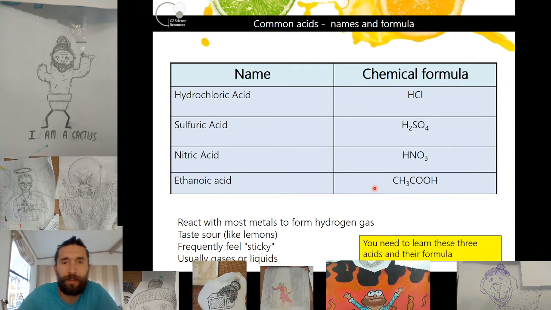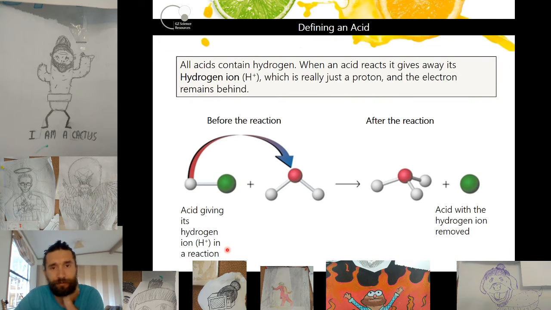The common things that acids do is they react with most metals to form hydrogen gas, and hopefully we'll be able to do this when we get back to school. They taste sour like lemons. Well, don't test it yourself. They frequently feel sticky, and they're usually gases or liquids. These are four common acids.